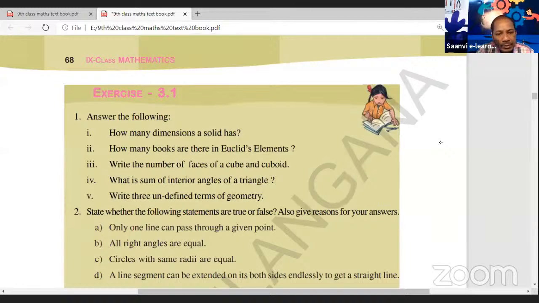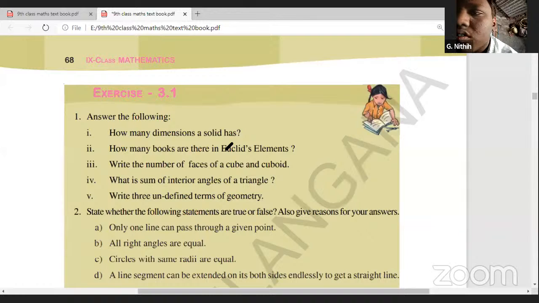How many dimensions does a solid have? Nitin, please unmute yourself. Nitin, can you say how many dimensions a solid has? Solid figure means a 3-dimensional figure, like cube, cuboid. How many dimensions will a solid figure have?